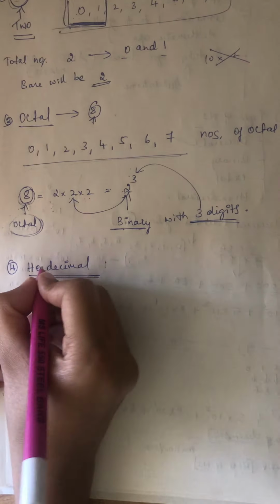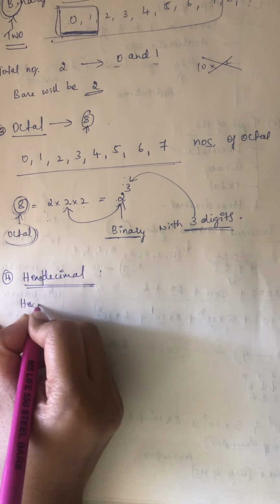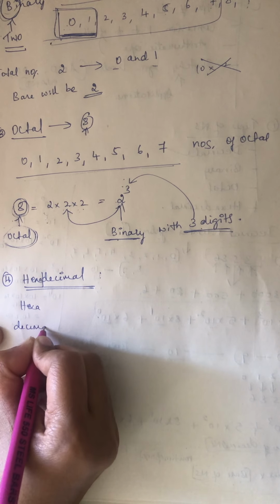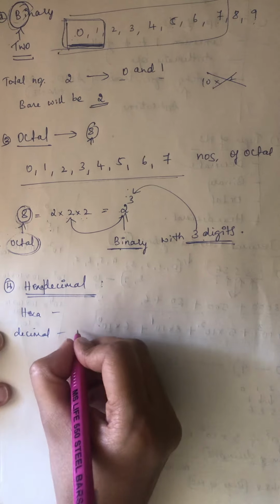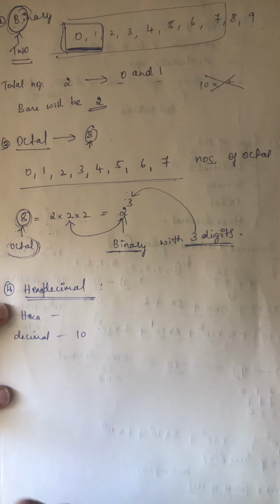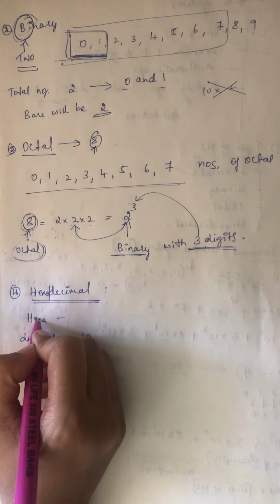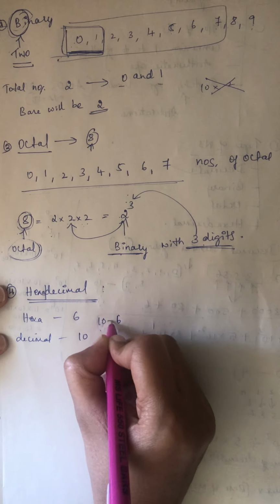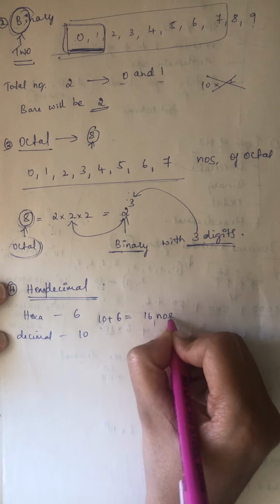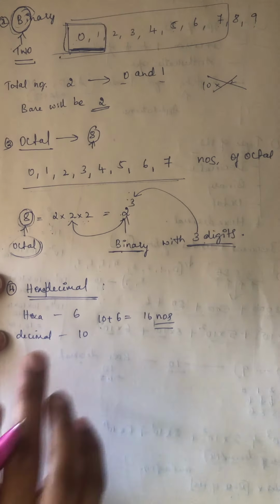Hexadecimal. Here I will just split the word. I will split hexa and I will split decimal. Decimal is very familiar to us. Decimal will have a total of 10 numbers. Hexa refers to pentagon, hexagon. Hexagon refers to 6. So 10 plus 6, a total of 16 numbers, will be there in the hexadecimal number system.